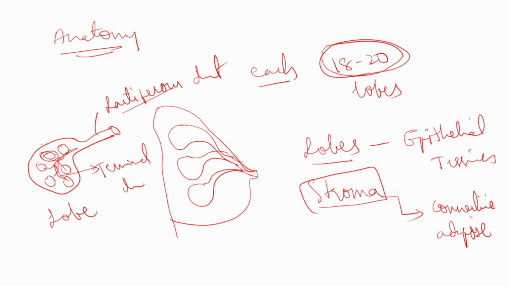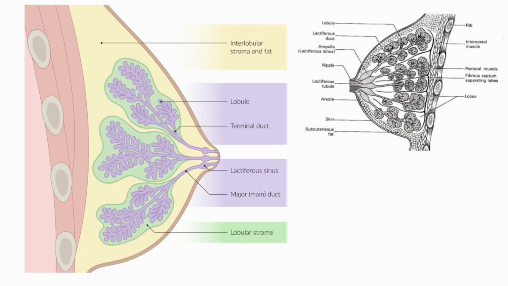Just imagine this is a lobule. Each lobe has various lobules, and in the lobule there is one basic unit, which is called acini. Okay, I will make it very easy to understand. Don't confuse, it is very easy.